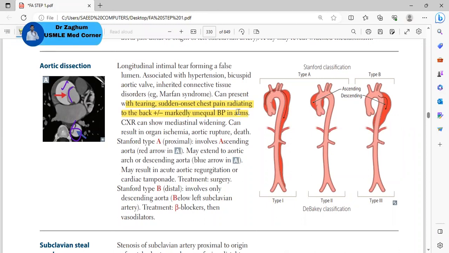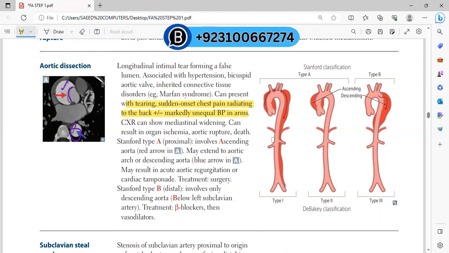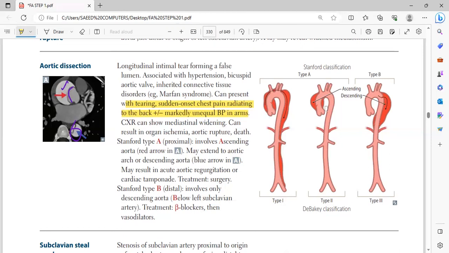There are two types of dissection: type A and type B. Type A involves the ascending aorta. Here you can see it clearly.